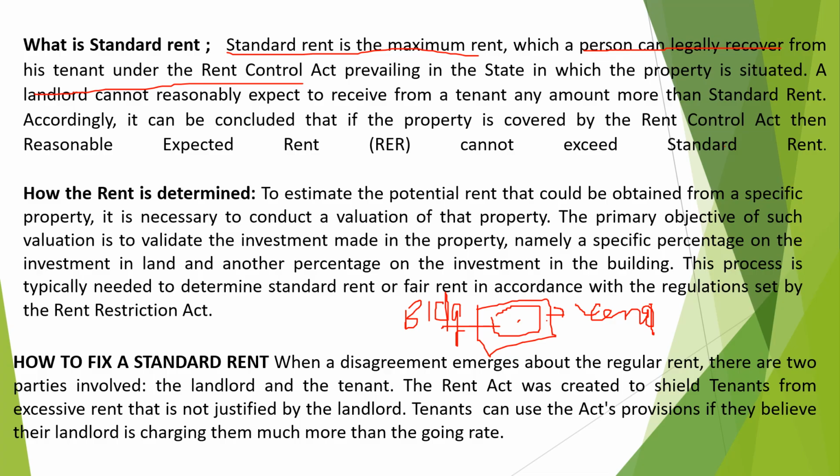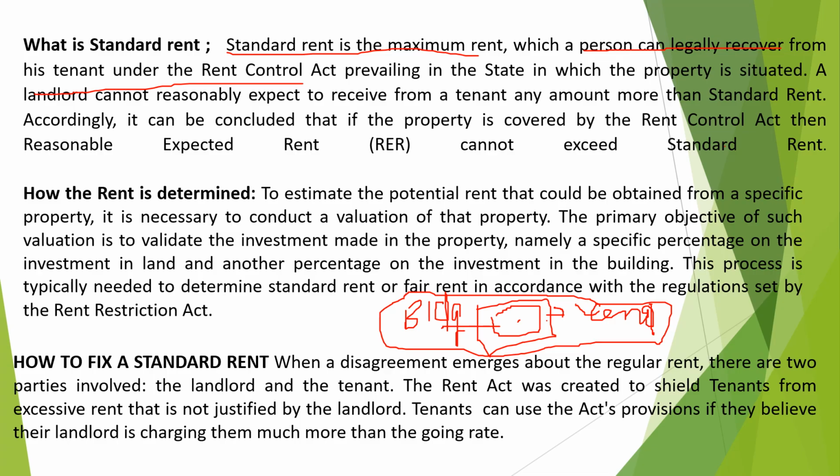But in certain states the same rate is applied. Generally in case of Punjab, as per the Rent Control Act, on both land as well as on building, a rate of return of 10% is applied. But in certain states, different rates of return are applied over land and building. So how is the rent determined?